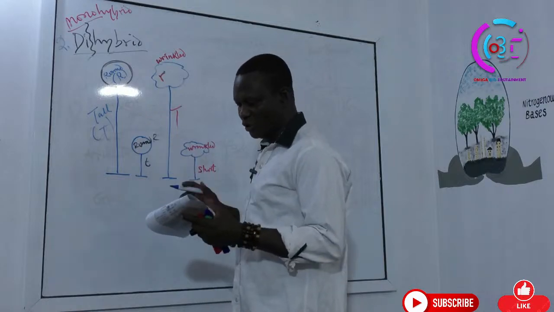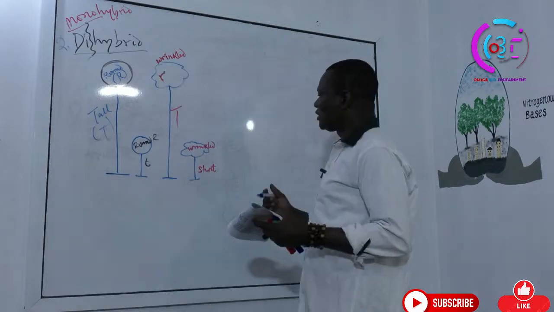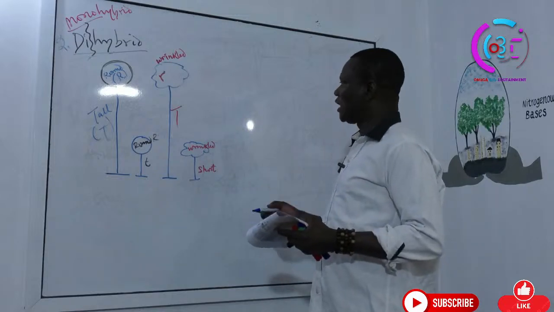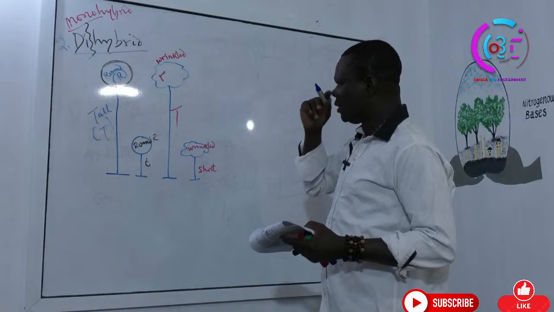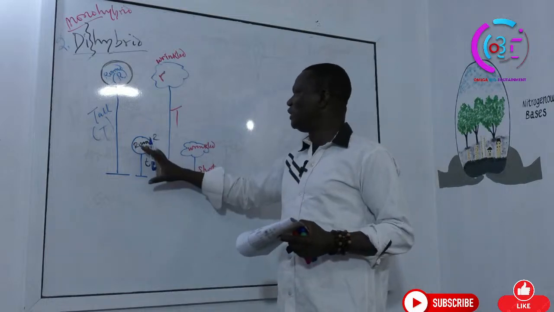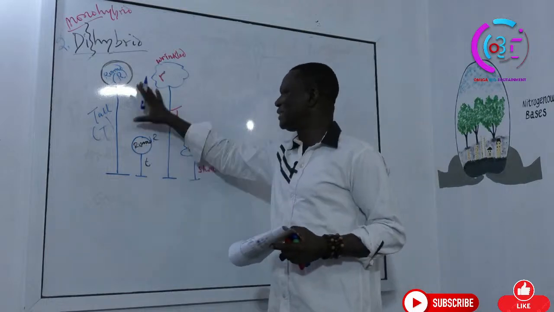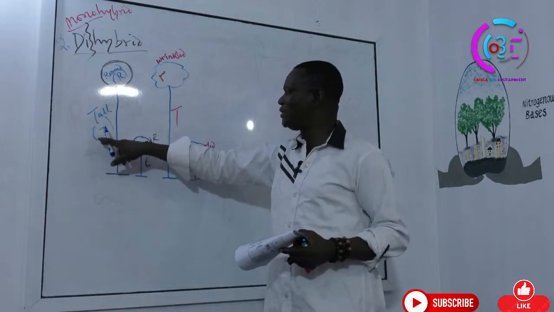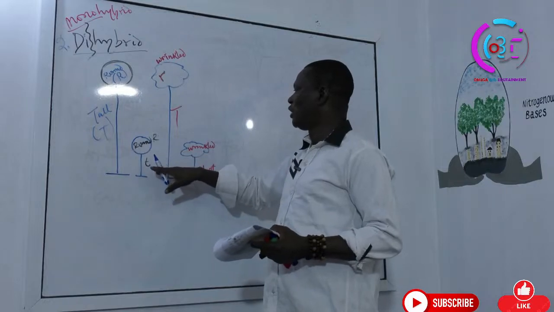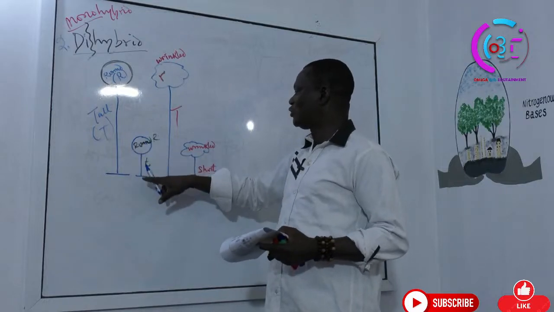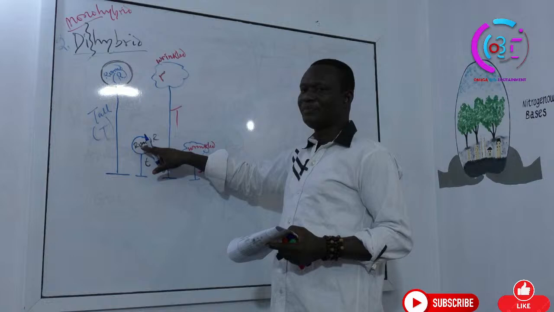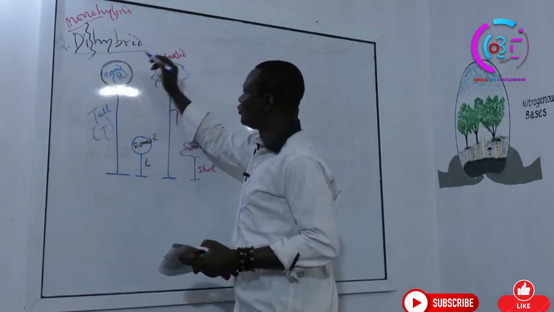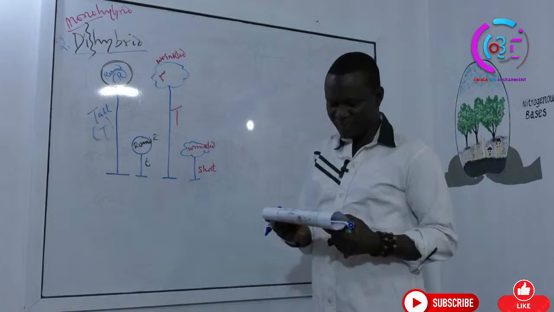That is, it doesn't depend on any natural or artificial condition. So it is going to be sorted out independently of one another. The fact that this one is round does not depend on whether it is going to be tall or short. The fact that this one is short is not going to affect the shape as well. So that's why they call it dihybrid. So two characters at the same time.